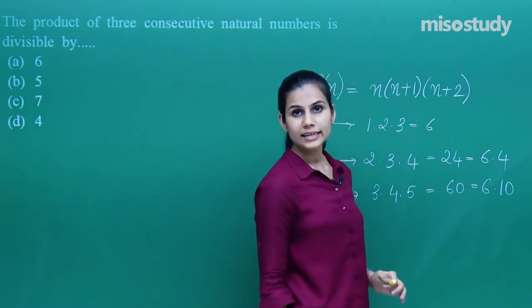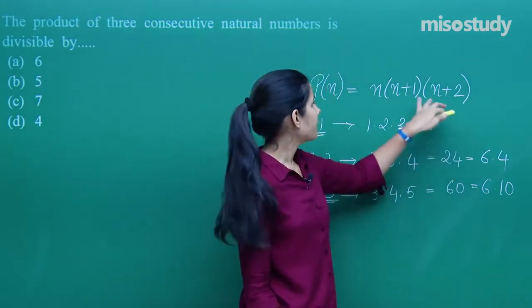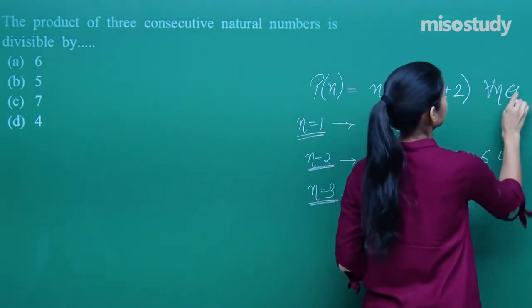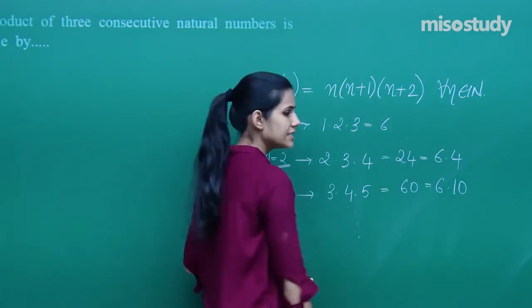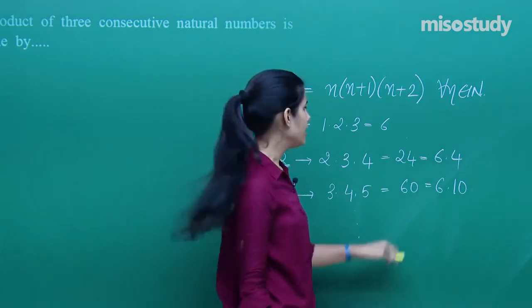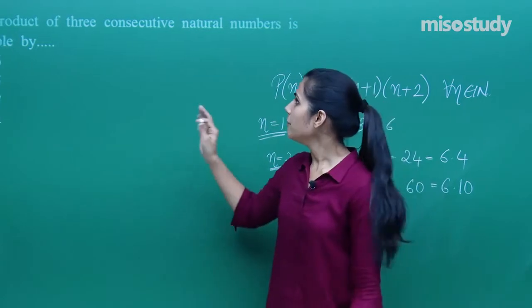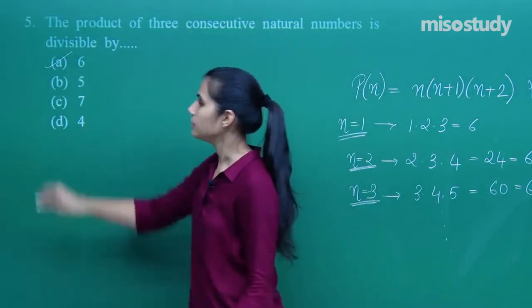So you are getting that each number which is obtained by plugging in different natural numbers in place of n is actually coming out to be divisible by 6. If it's true for 3, it's going to be true ahead as well, and therefore 6 is going to be the answer, the number by which the product of 3 consecutive natural numbers is divisible.